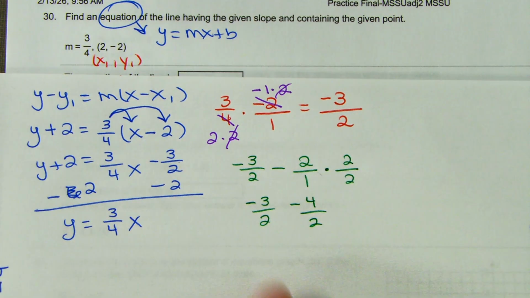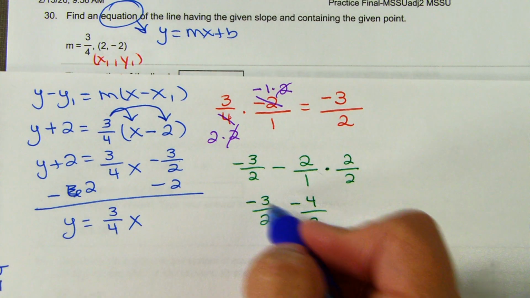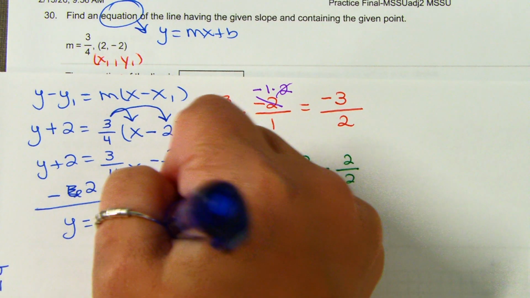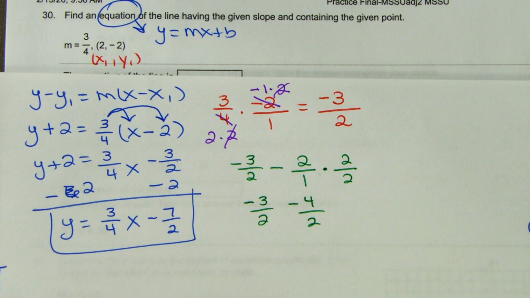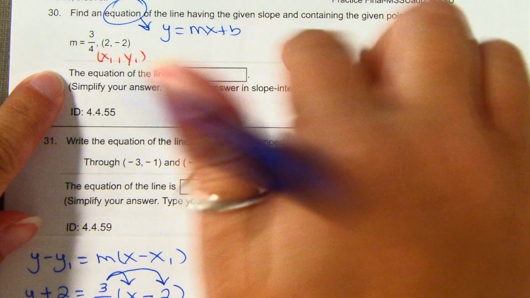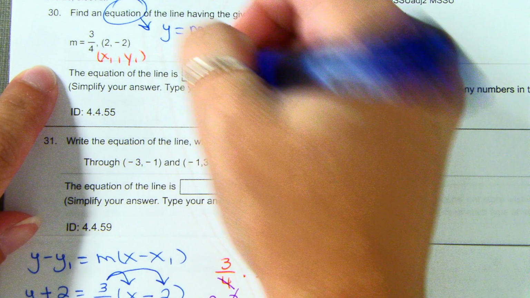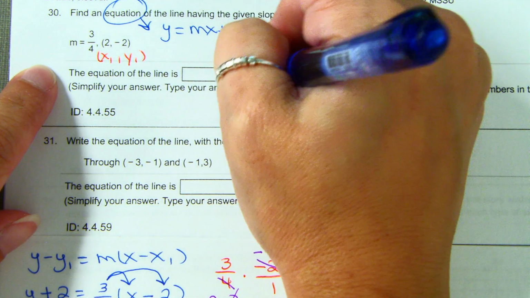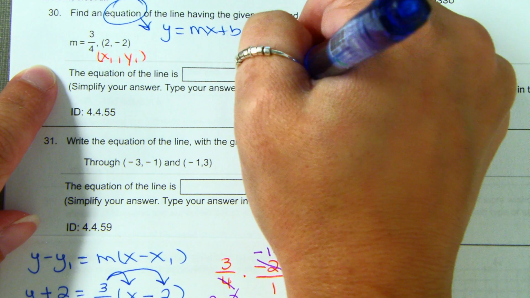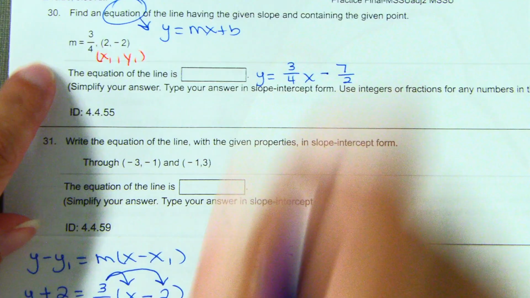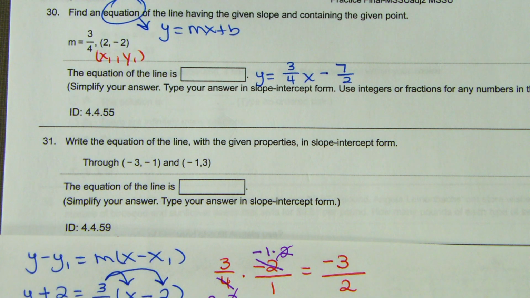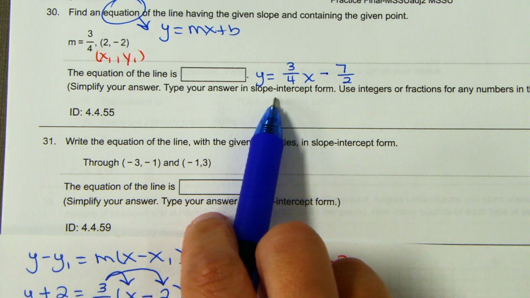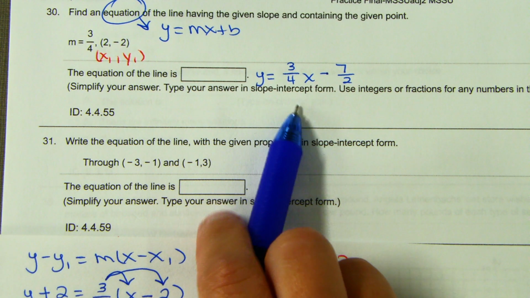-3/2 minus 4/2 will give me a -7/2, and this is the equation of a line through the point 2, -2 with the slope of 3/4. So over here in my box, it says write the equation, and I'm not going to actually write it in the box just because of space, but I would write y equals 3/4 x minus 7/2. And they were even nice enough. It says type your answer in slope-intercept form. That's the y equals mx plus b. They kind of spoon-fed you on that one. Remember, always read the stuff in the parentheses so you know what you're actually supposed to be giving them and you don't miss out on those points.